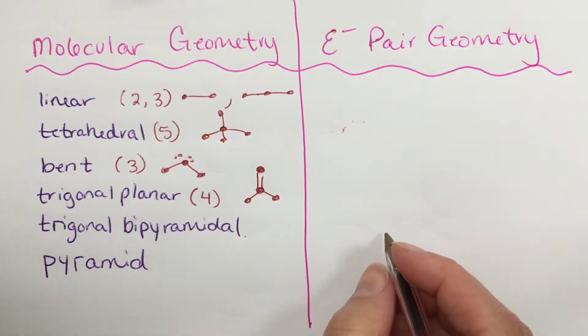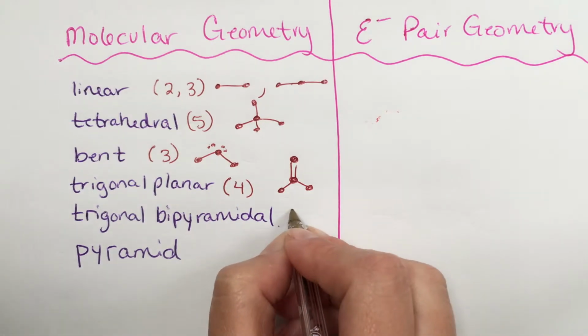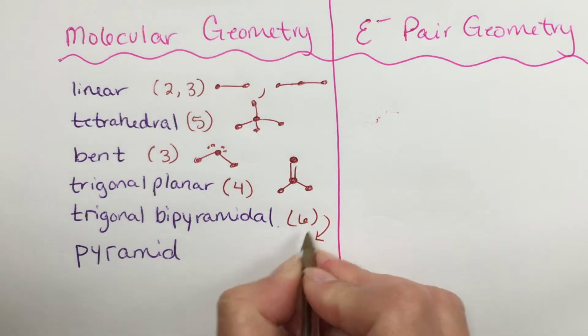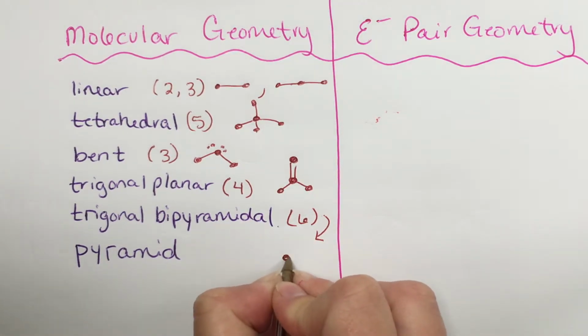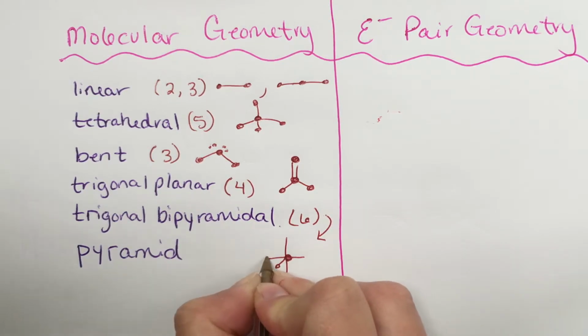And trigonal bipyramidal, I'm going to do right here. It has 6 atoms, and we'll draw it here. So 6 atoms, and you have a central atom with no lone pairs, and this is the one that breaks the octet rule.